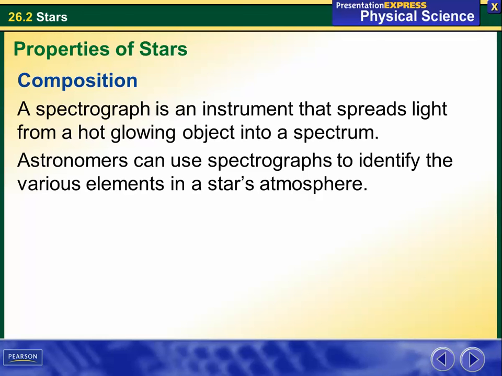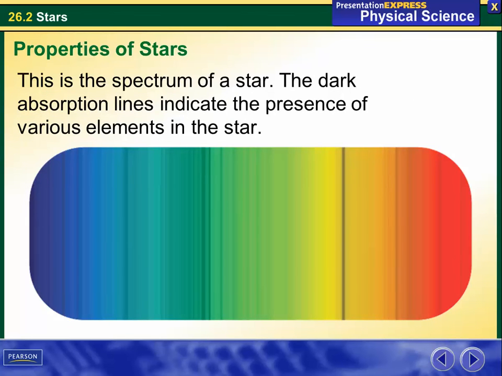Astronomers can use spectrographs to identify the various elements that are in a star's atmosphere. So this right here is a spectrum. Again, we have the colors of the rainbow: red, orange, yellow, green, kind of turning into blue, indigo, violet down at this end. There are these different lines showing that different colors have been absorbed. These are called absorption lines, and different elements will absorb different colors.